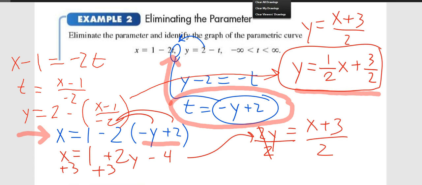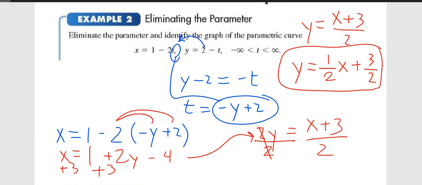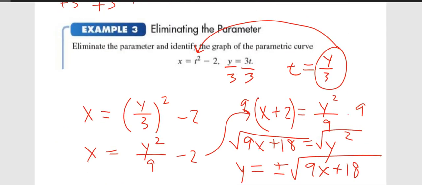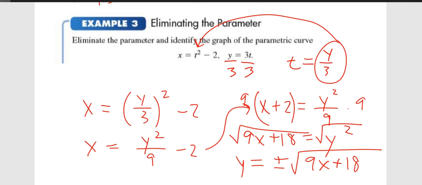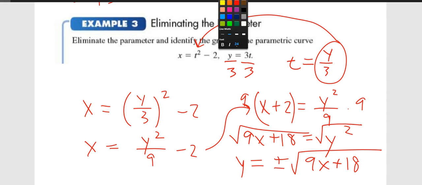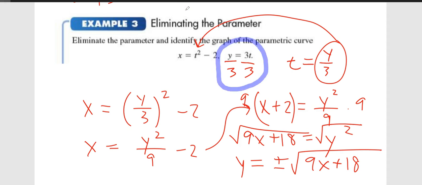Anyway, let's do the clear button. And let's go to there. And then we'll scroll down. So here's another one of those eliminating parameter questions, where we did the same type of thing. Now, the kids suggested to me that we took this equation and solved it for t. And so we did. We got y over 3. And then we substituted that into the other equation right there for t. Squared it. Did all the good stuff.